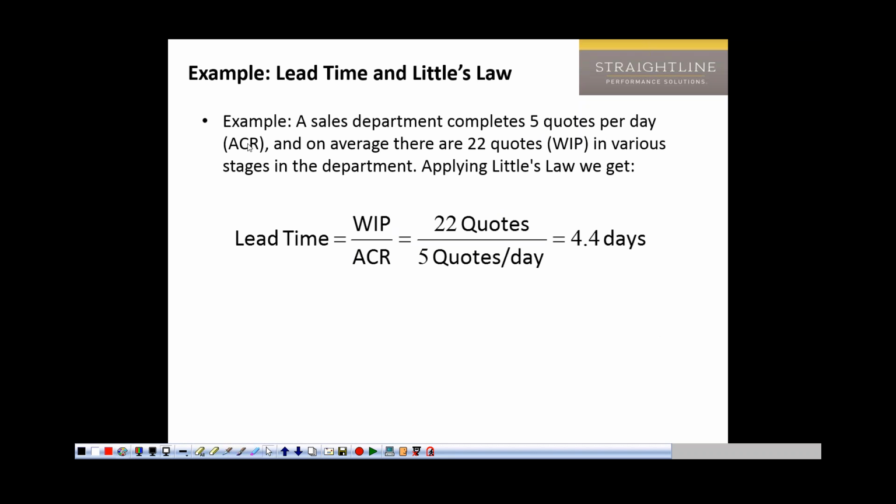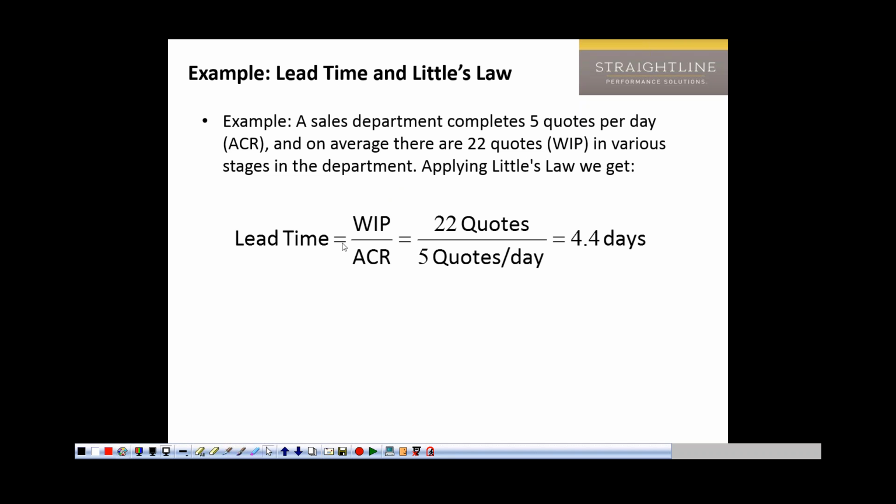Another word that you often see for exit rate is ACR, which is average completion rate. Average completion rate, throughput, ACR, all mean the same thing. It's one of the difficulties. There's so much language repetitiveness. On average, there are 22 quotes in various stages in the department.